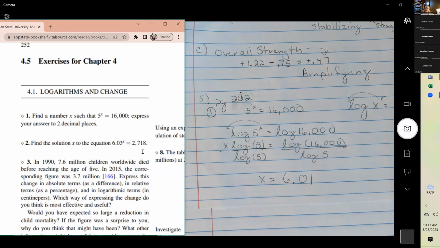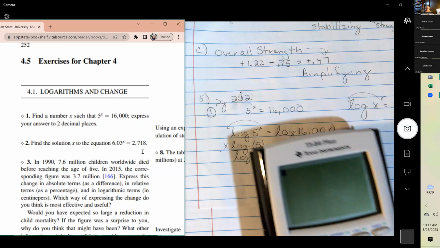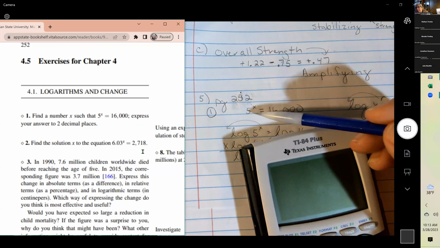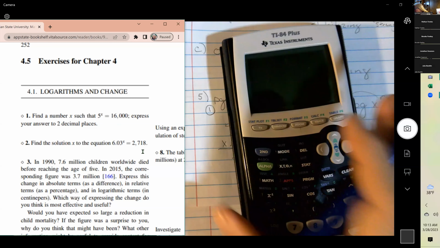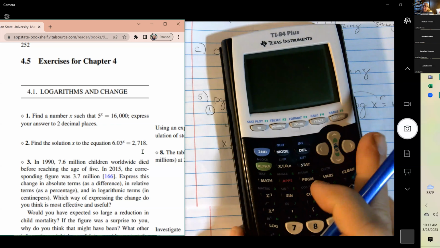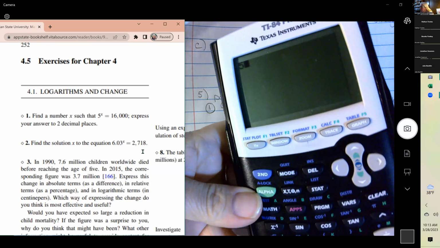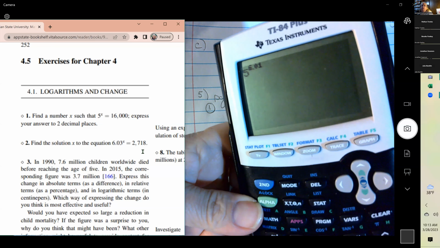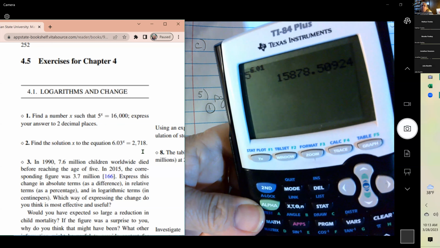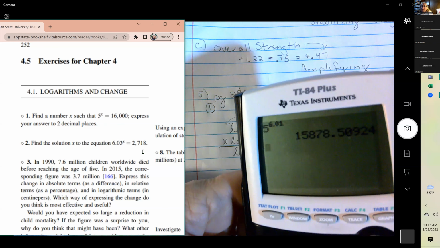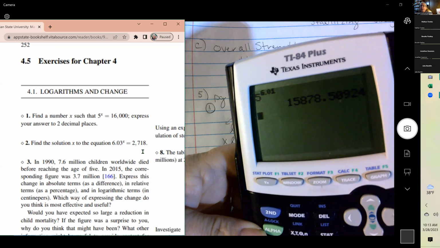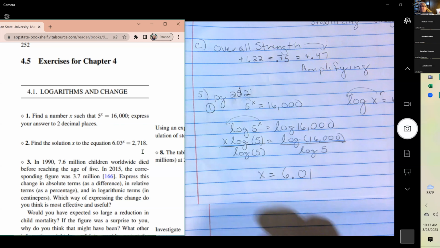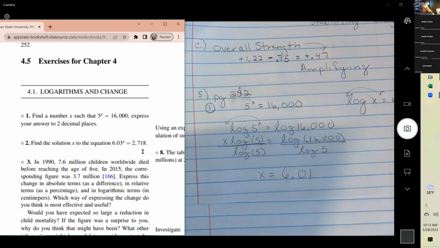You could always check your answer. It was 5 to the x. So you can do 5 to the 6.01, which is close to 16,000. The rounding is what made the difference. We rounded. Any questions?